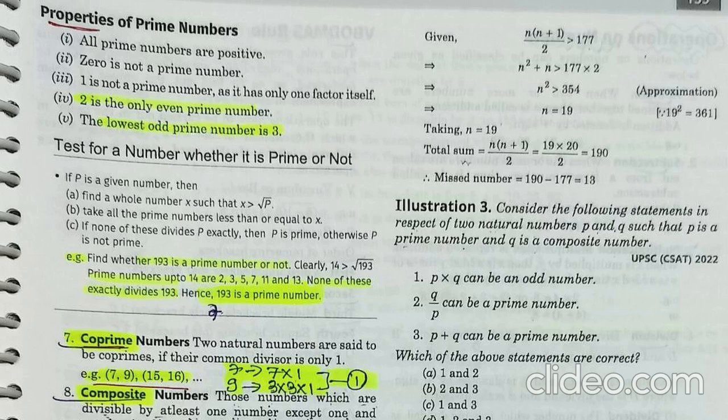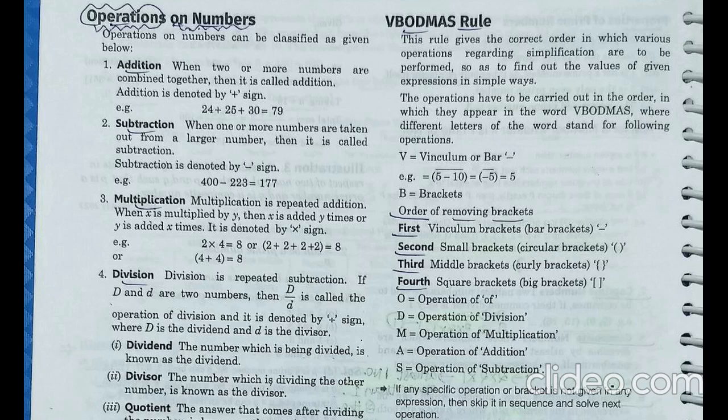The lowest odd prime number is 3, and 2 is the only even prime number, right? Now the types of numbers are over. We will move toward the next point, that is operations on numbers.